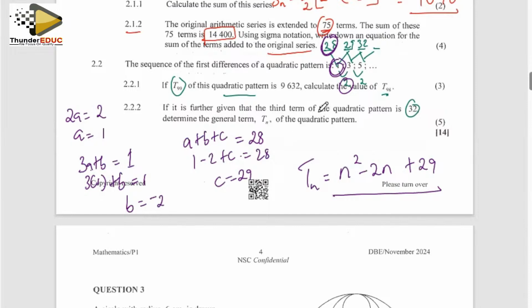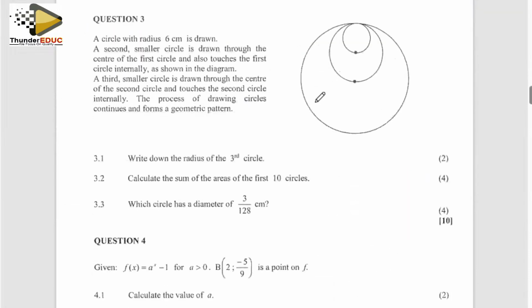All right, so that is 2.2. Question number 3. They're telling us that a circle is having a radius of 6 centimeters. Now, we need to know what radius is. Radius is just the distance from the center to the circumference. So if we could draw, let's say this is our diameter, the distance from here up to there is a 6.